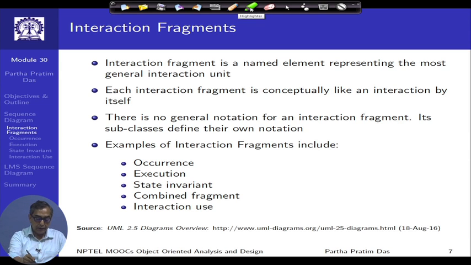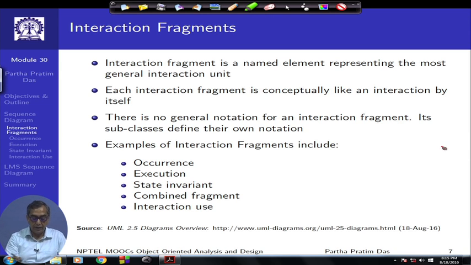Now, let us discuss the interaction fragments. Interaction fragment is a named element representing the most general interaction unit. The main idea is that the sequence diagram as a whole is showing you several different interactions. There is a unit interaction between one class and another as one message is sent, then there is a sequence of messages, sequence of synchronous, asynchronous calls, creation, deletions, all these giving you a total complex picture of interaction.